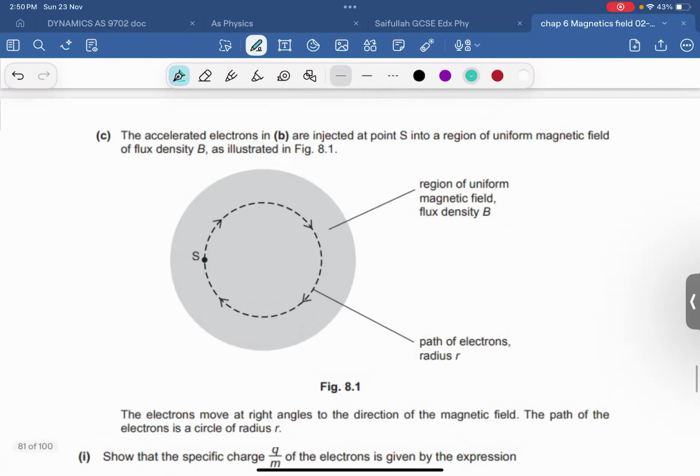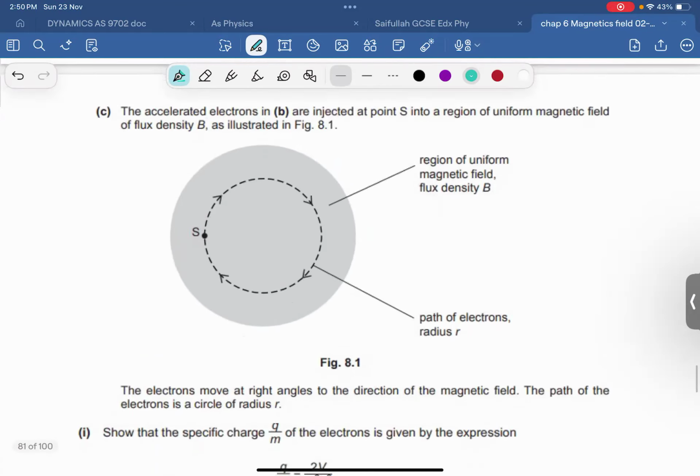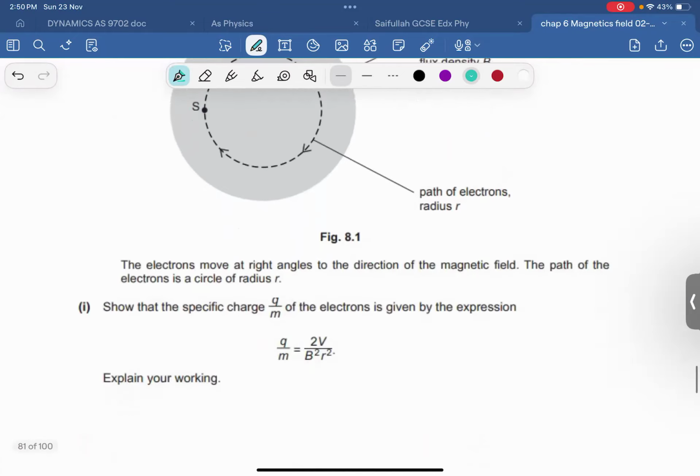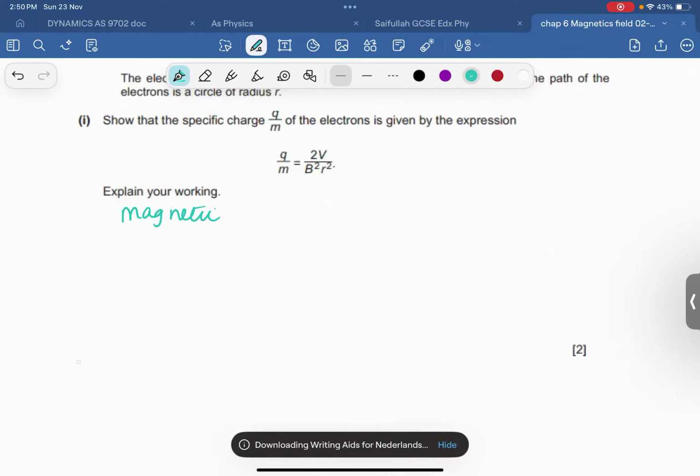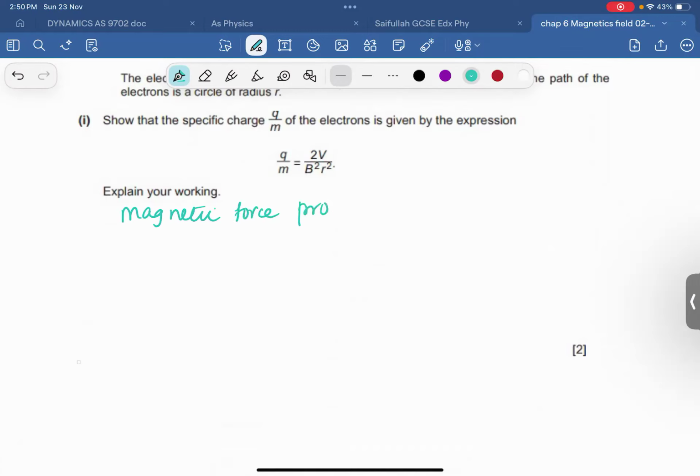Okay. So we can see that the magnetic force is basically causing the charged particle to move in the circular path. So if we say that magnetic force provides centripetal force to the charged particle.